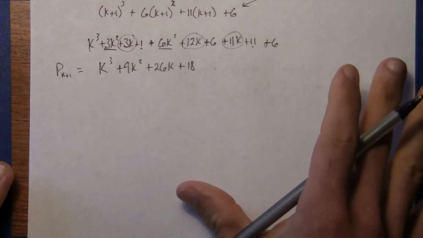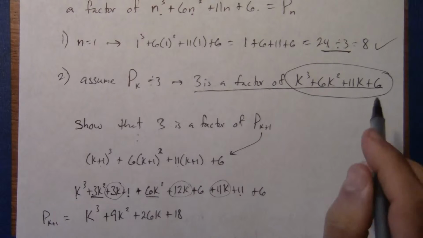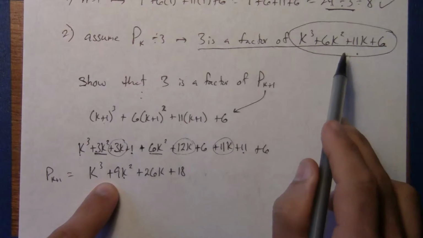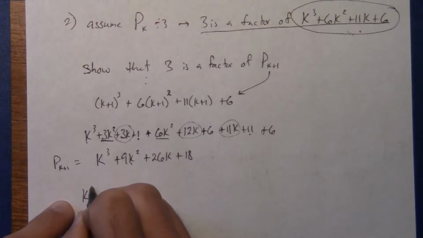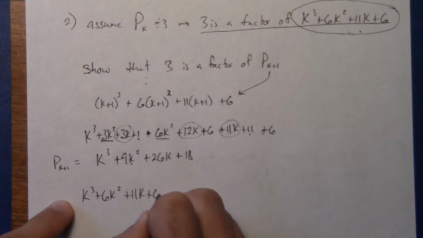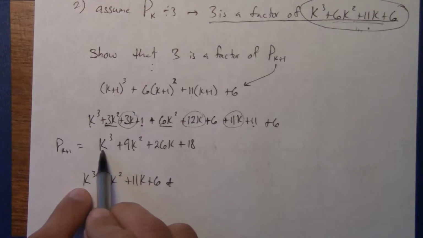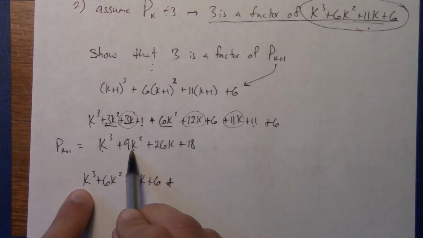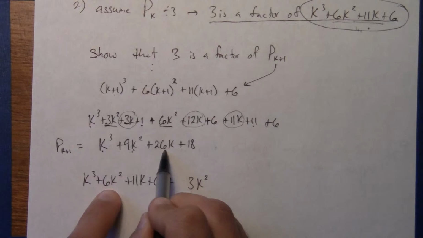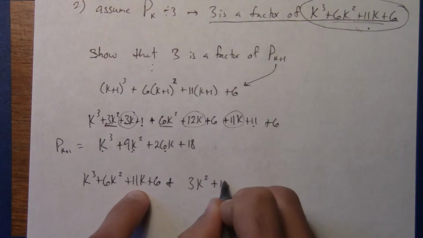So what I'm going to do is look back here and say, we assumed that this was true, that 3 was a factor of that. What I'm going to try to do is rewrite this with this in it. So in other words, I'm going to say that k to the third plus 6k squared plus 11k plus 6, I'm just rewriting this, so I basically copied that down, plus, now look what's missing here. I've accounted for the k to the third. There's a total of 9k squareds here. I only have 6 of them, so I'm going to add a 3k squared here. There's supposed to be 26k total. I only have 11 written down here in the next step, so I have to add on 15k to that.